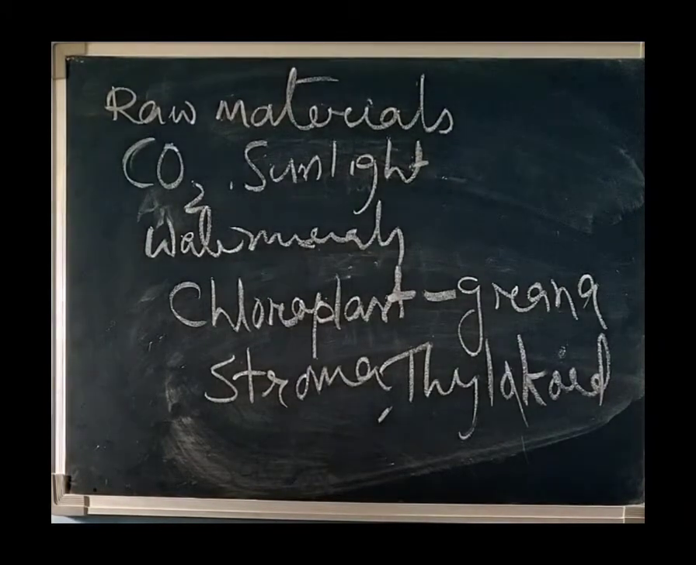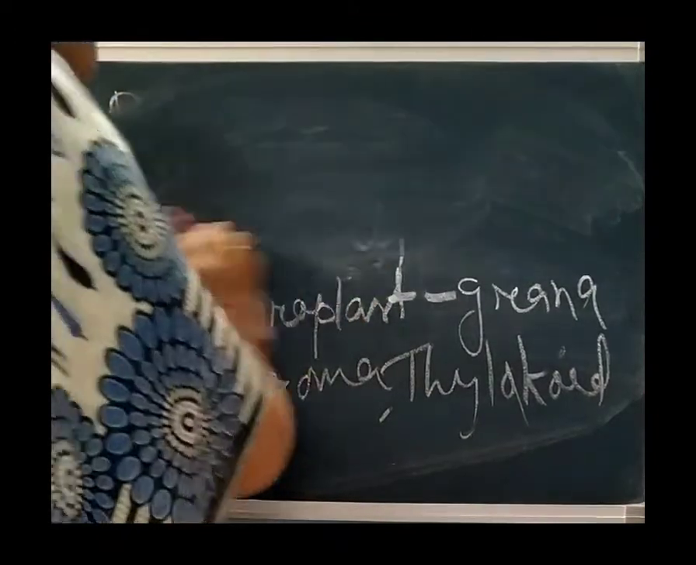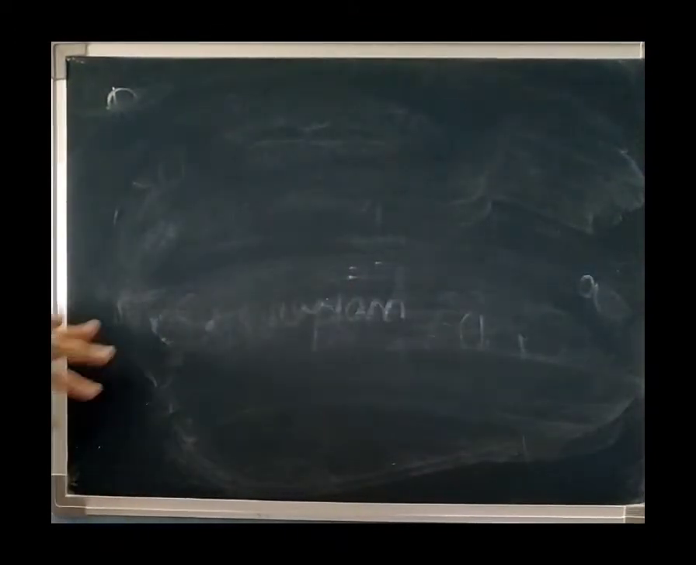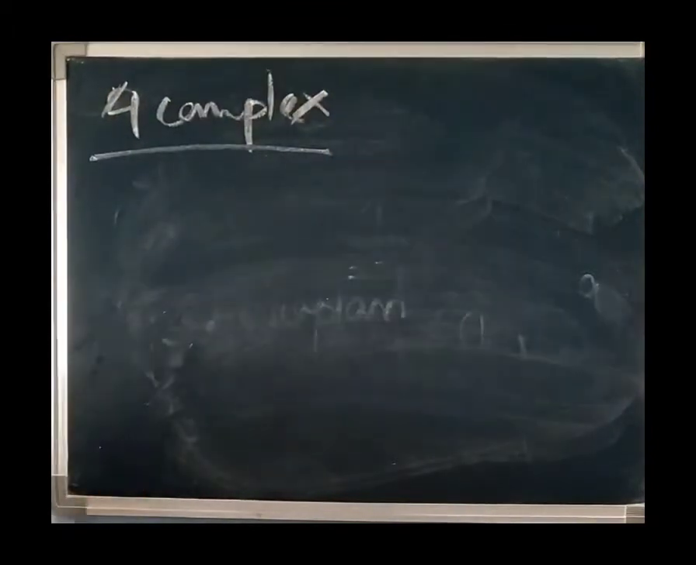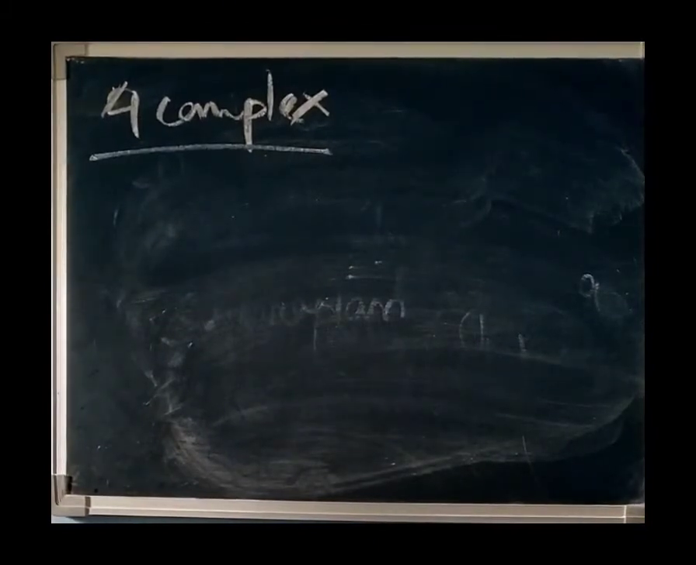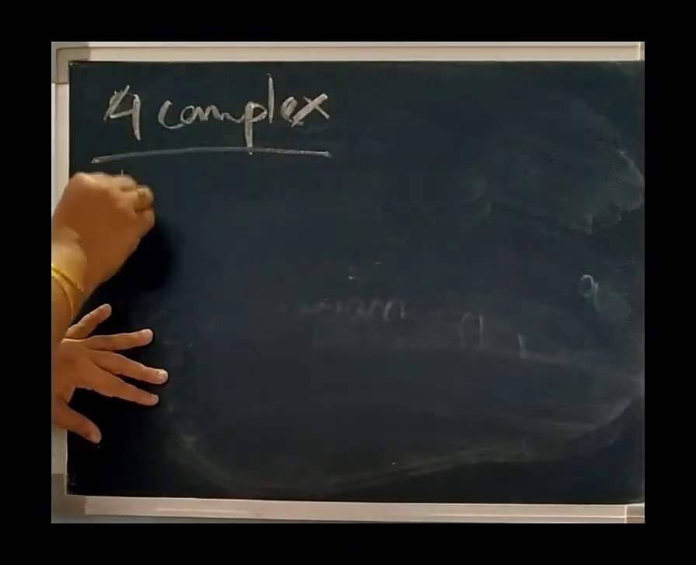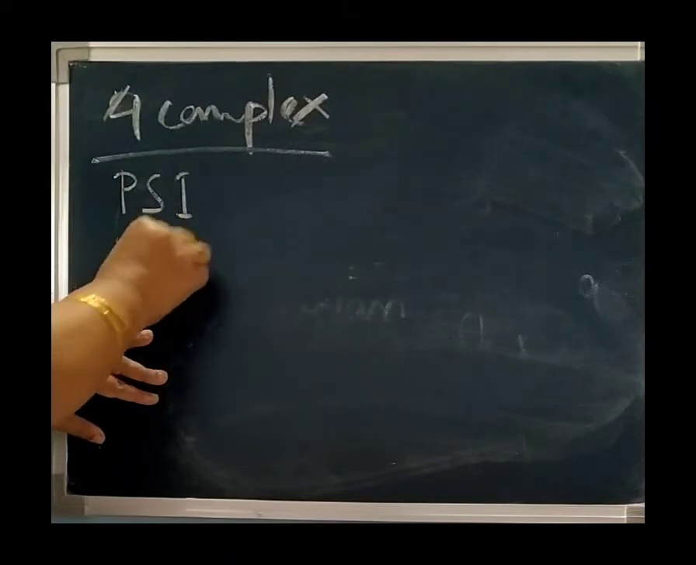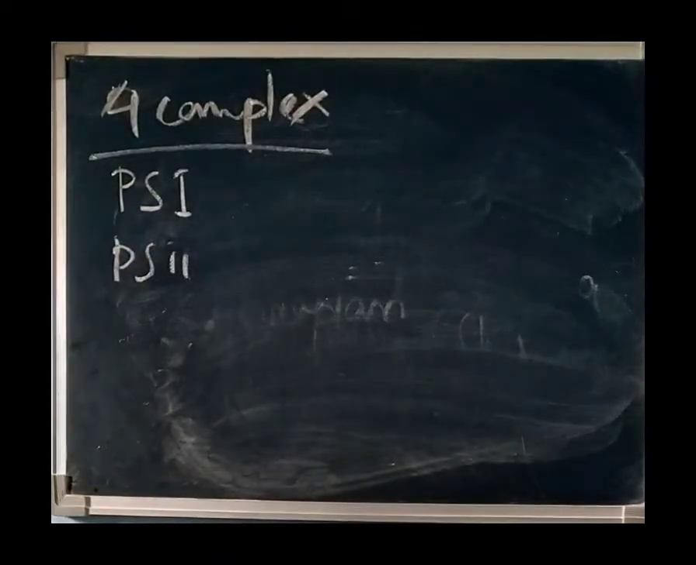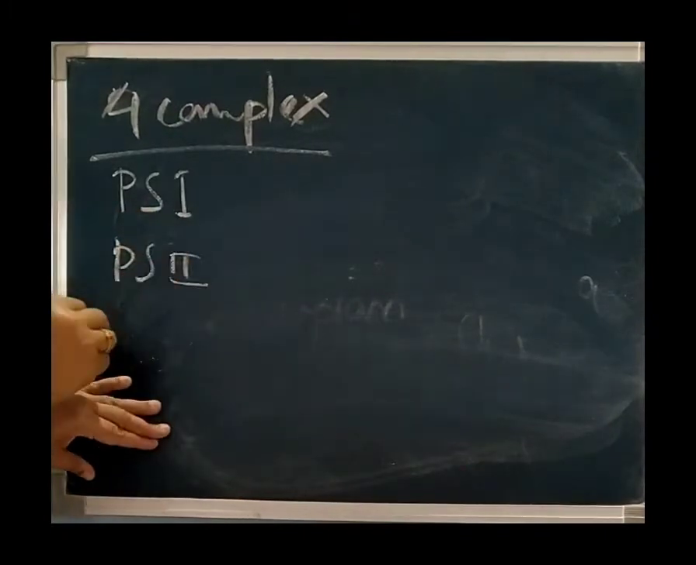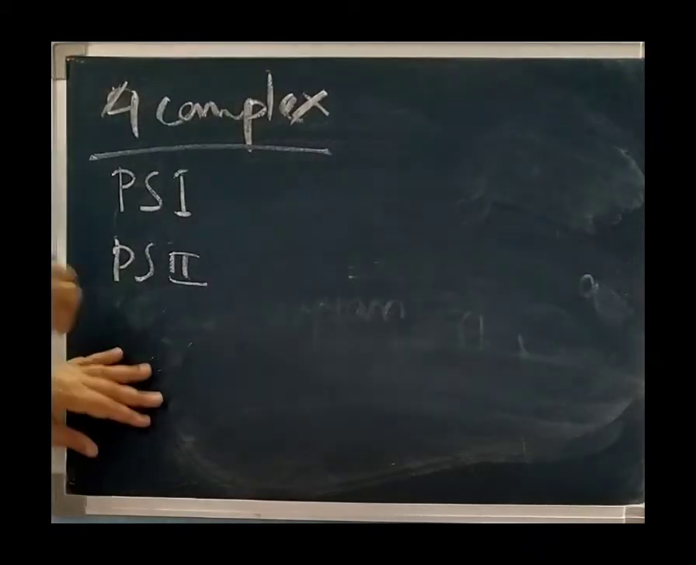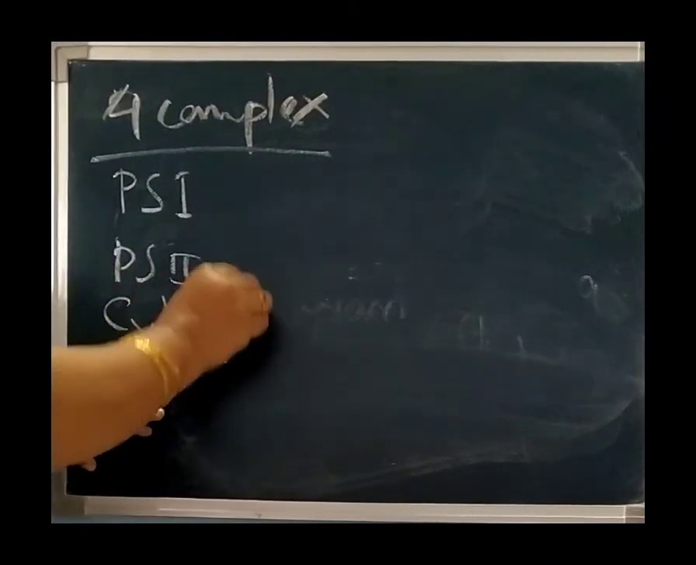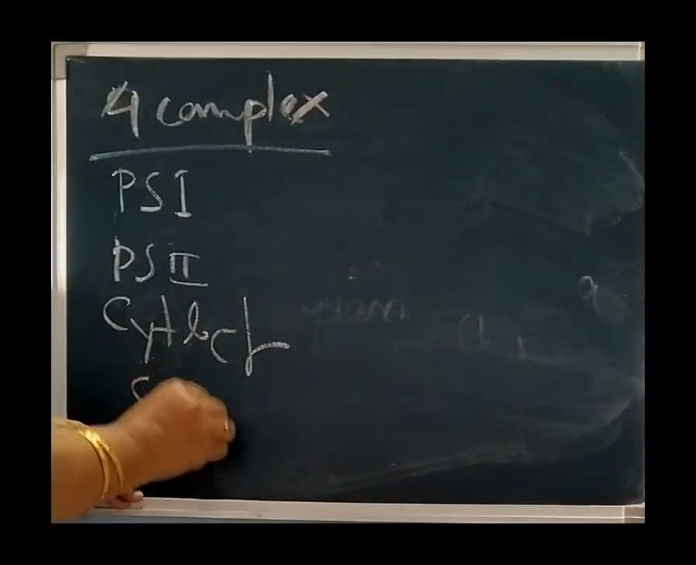Now it contains four major types of complexes in this thylakoid membrane. So what are the four major complexes in the thylakoid membrane? That is photosystem 1, photosystem 2, cytochrome b6f complex and ATP synthase complex. So four complexes are there. Photosystem 1, photosystem 2, then cytochrome b6f complex and ATP synthase.